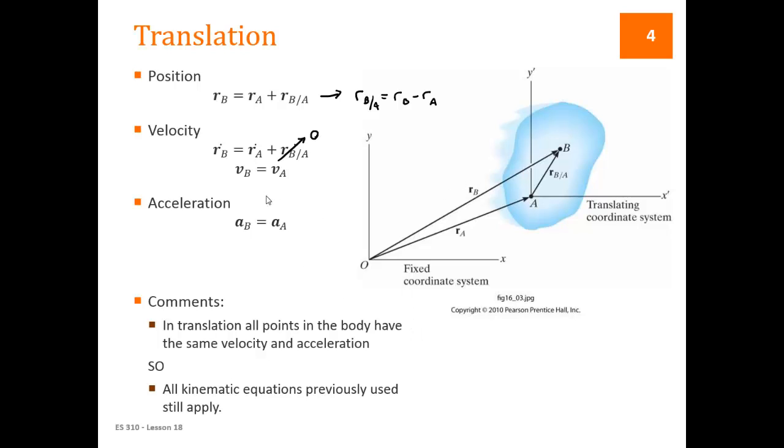Since this is true, that v_B is equal to v_A and a_B is equal to a_A, all of the kinematic equations that we saw previously still apply. And so nothing has changed there. We can still apply all of those various kinematic equations for translation.